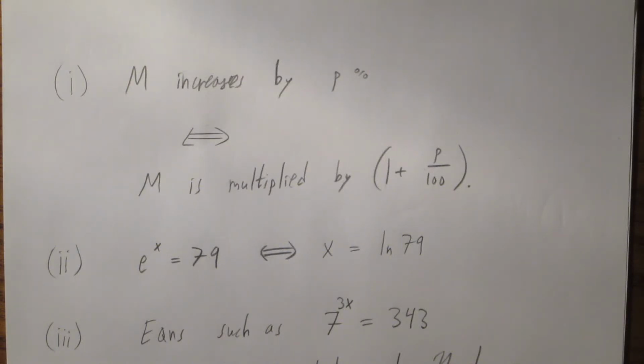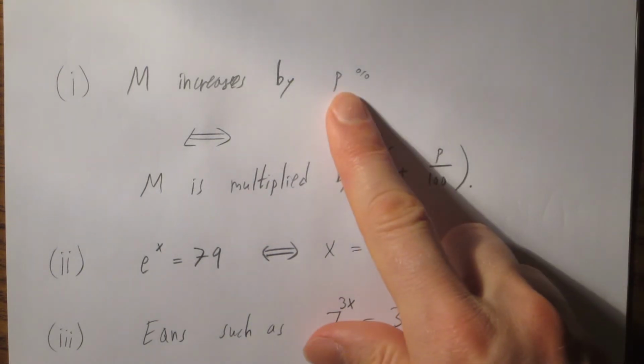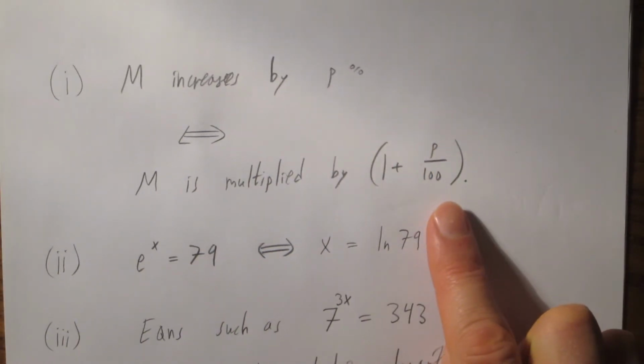Before we look at some examples in financial maths, let's remind ourselves of three important mathematical ideas. Firstly, if a quantity m increases by p%, this means that m is being multiplied by a factor of 1 plus p hundredths. So I really want to convey that it's very nice to work with factors. Also, don't forget to convert the p% into p divided by 100.